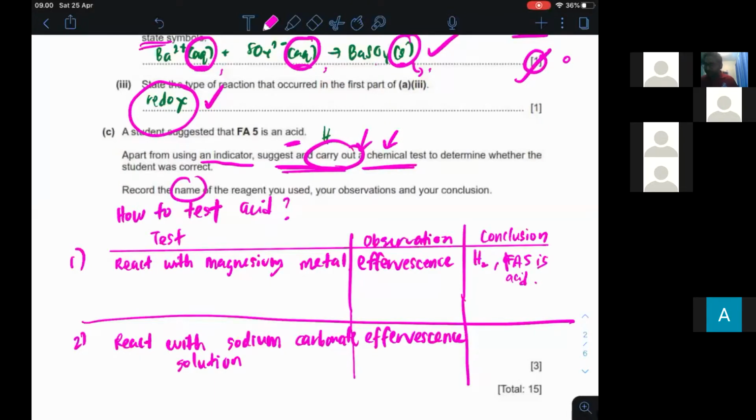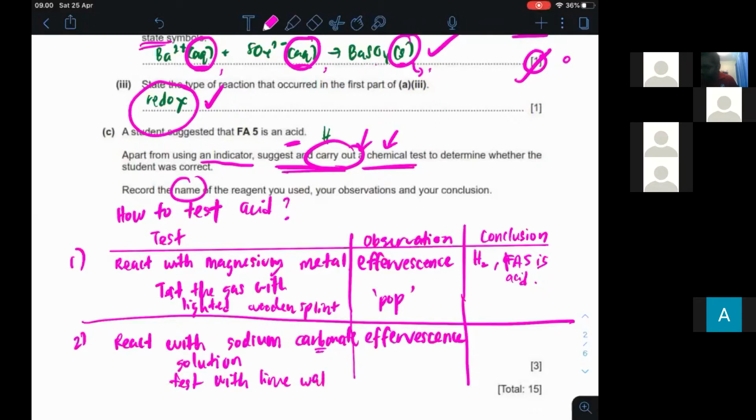Once you get the effervescence, you are expecting, I still need to test the gas with a lighted wooden splint. For hydrogen, I'll get a pop sound. But here, because it's effervescence, I still need to test with lime water. What happened to the lime water? It turns chalky, turns cloudy. So the conclusion is carbon dioxide. So we can say FA5 is acid also.